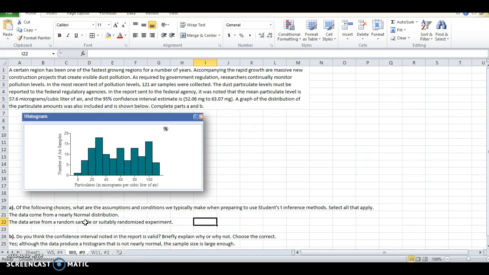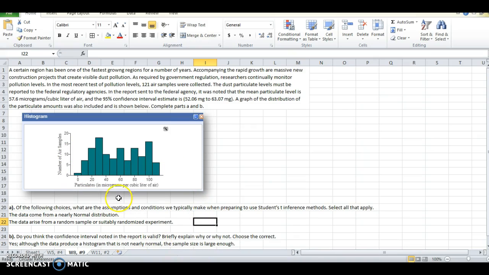and in the statement rather. So looking to question B, do you think the confidence interval noted in the report is valid? Is it valid to say that 95% of the sample falls between 52, right here, to 63.7? Do you think this is valid, that a majority fall this way? Well, in terms of the confidence interval estimate, a majority of the samples have a microgram measurement in there. So, yes.